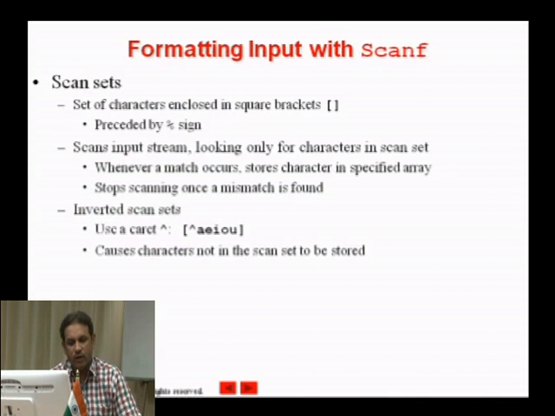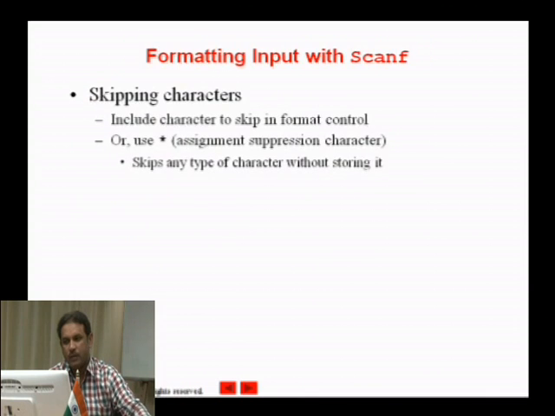Then there is the inverted scan set, with some special characters like A, E, I, O, U. It causes characters not in the scan set to be stored. Then characters can be skipped using the skip character in the format. When you use the percent sign, you can suppress some of the characters; it skips any type of character without storing it, so if you don't want to store any characters, you can use an asterisk as a symbol there.